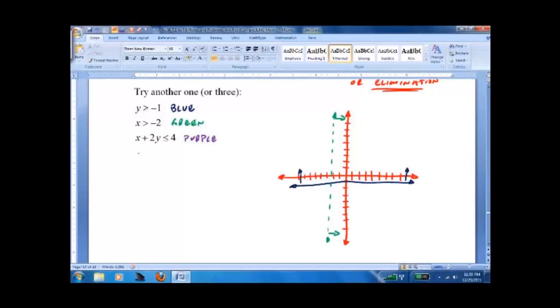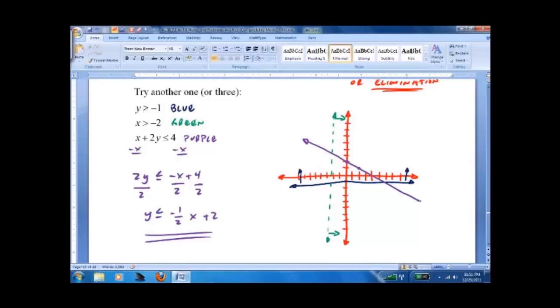Unfortunately, we're not ready to graph it, so let's manipulate it a little bit. So up 2. I'm going to avoid screwing this up like the last time I did it. Solid line. We want less than. Less than is below the line. So it would appear to me, and I'll go with the yellow again, below the purple, above the blue, to the right of the green, it's this area in here.